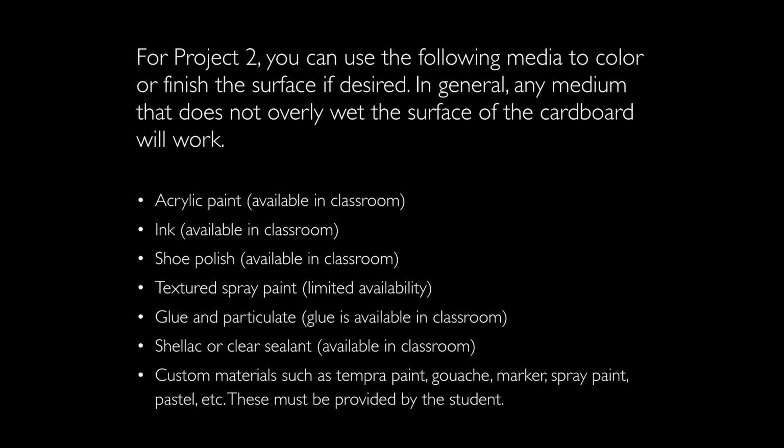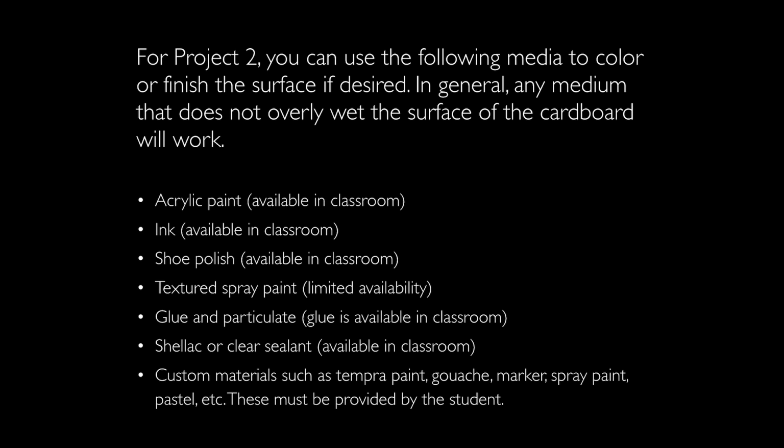We have a limited supply of textured spray paint that has a sand-like texture and relatively muted color to it. You can actually make really nice surfaces by using just white glue brushed onto the surface or spray glue sprayed onto the surface and then dusting on sand or kitchen spices, all kinds of different things that you could use with a layer of glue on the surface. The glue itself we have in the classroom, the other things you'd be on your own for. You can use shellac or clear sealant if you want to keep the cardboard color and just deepen it a little bit. We have that available in the classroom.